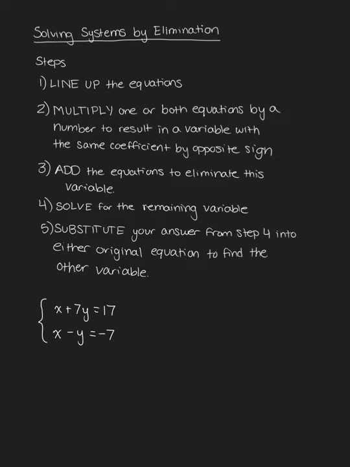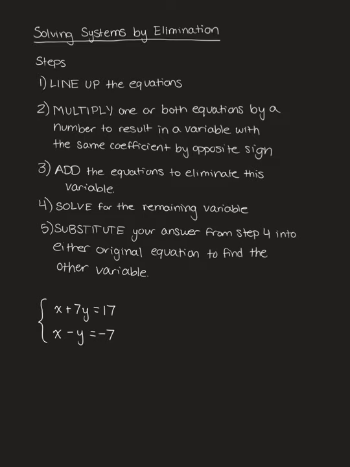So the first thing we need to do is line up the equations. That means that the x's, the y's, and the numbers are all lined up and the equal sign is where it's supposed to be. Then we are going to multiply one or both of the equations by a number to result in a variable with the same coefficient and opposite sign. So a coefficient is the number in front of the variable. So in this example here, if I have 7y, the 7 is the coefficient.